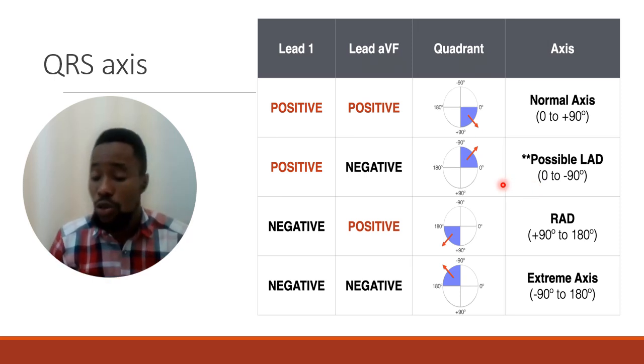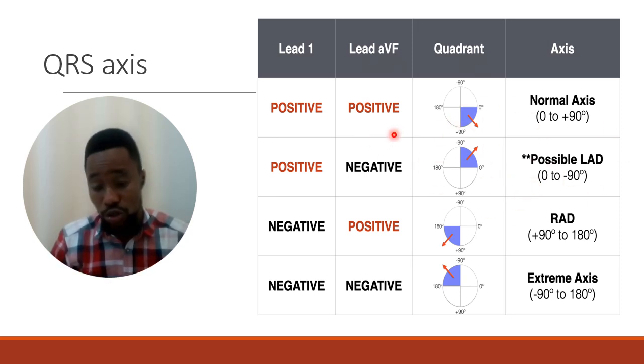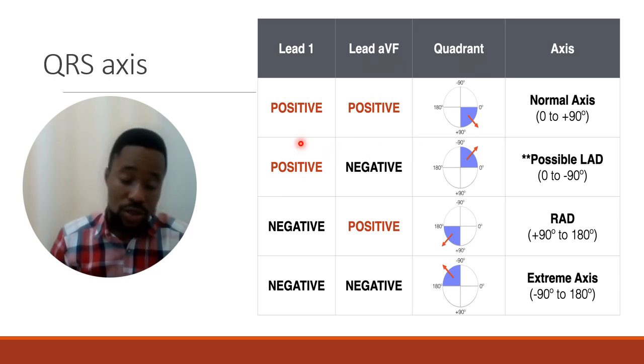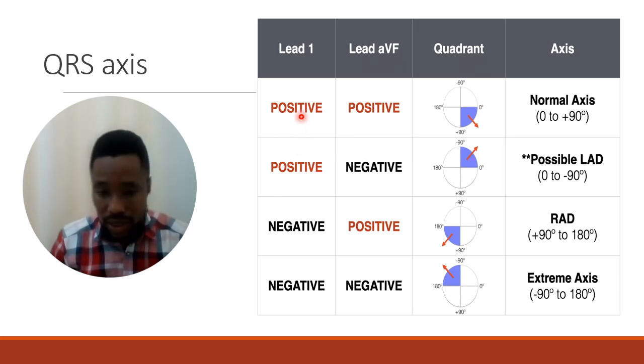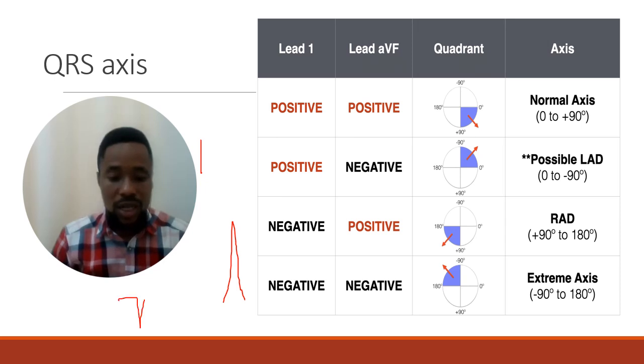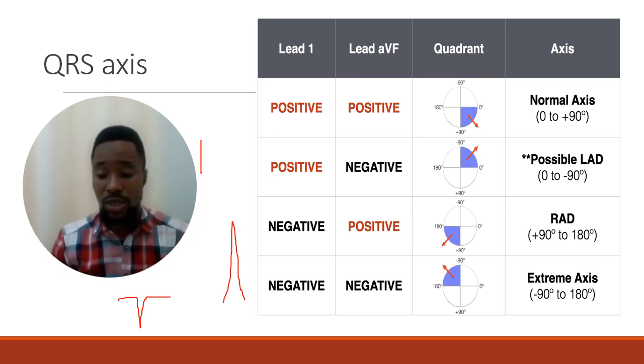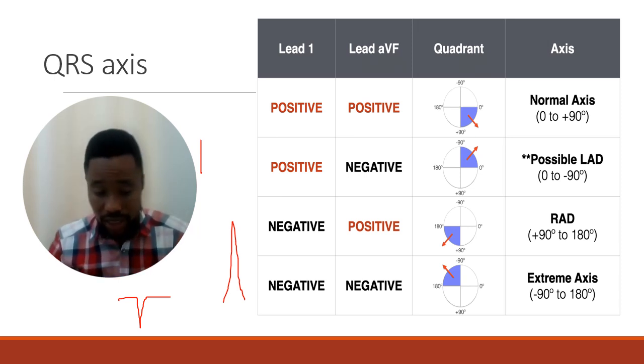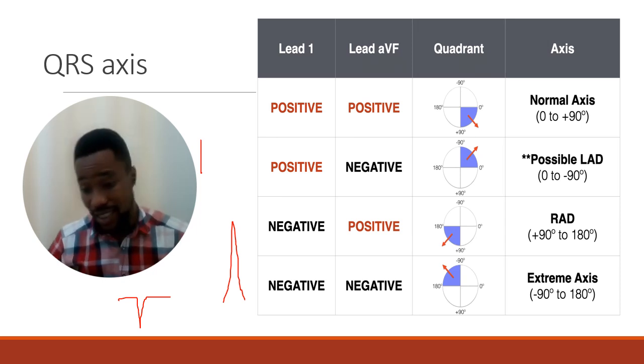Now, there's a shortcut to this axis. The shortcut means that you just look at lead 1: is lead 1 positive? Positive means the QRS complex is upright like this. Negative means it is like this. Let me quickly explain this. A positive deflection means that the current is going towards the electrode. If the current is going away from the electrode, it will be negative like this. When the current is at 90 degrees, it will be biphasic.